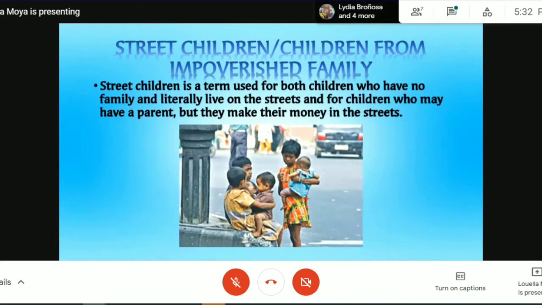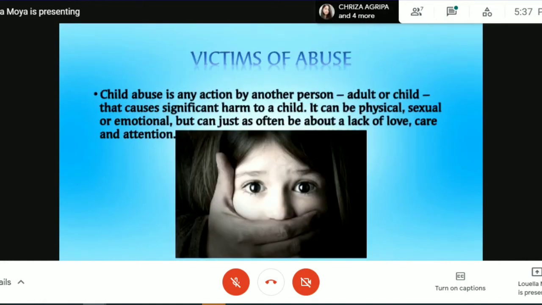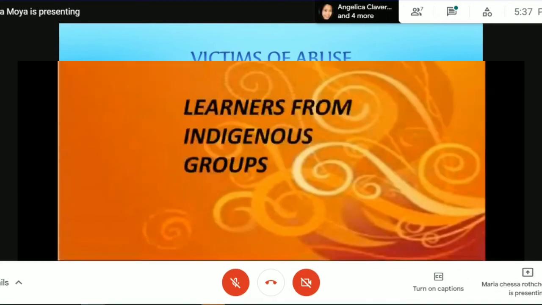Street children is a term used for both children who have no family and literally live on the street, and for children who may have parents but they make their money in the street. Victims of abuse. Child abuse is any action by another person, adult or child, that may cause significant harm to a child. It may be physical, sexual, or emotional, but can just as often be about a lack of love, care, and attention.